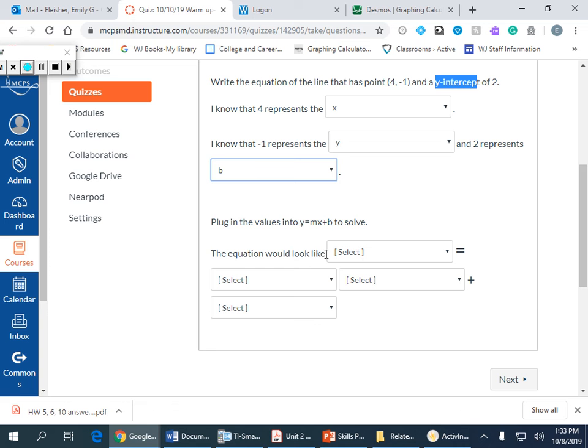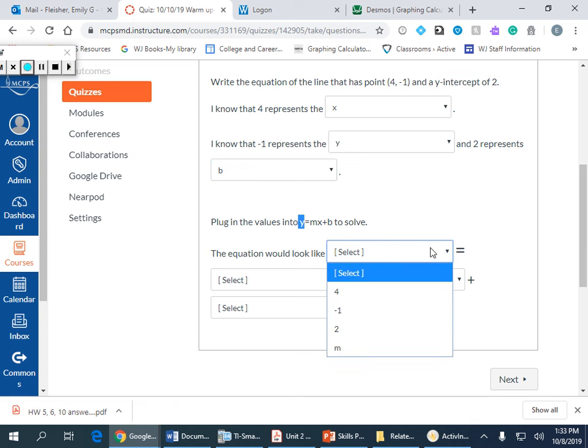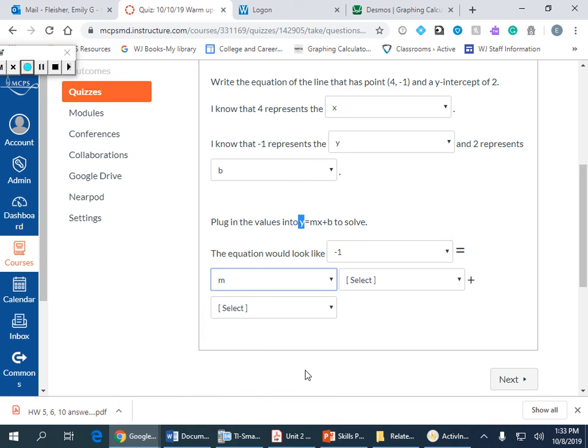So the equation should look like, what's our y, because it has the equal sign after. So our y we said was -1. So you could have looked at the information you said above. Equals, well, m, we didn't mention that, so we're just going to leave that as a variable. And then the x we said above was 4. And then plus b, and you said b is this 2 here. So I'm going to say plus 2.